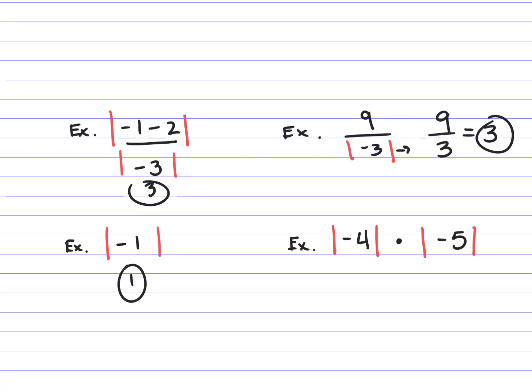And example 4, the absolute value of -4 times the absolute value of -5. And we have the absolute value of -4 first, which is positive 4, times the absolute value of -5. How far is -5 from 0? It's 5. 4 times 5 is 20.